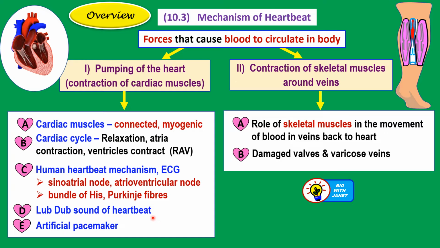So the LUB DUB sound of the heartbeat, how does it happen? What causes it? We'll find out. And after that, we'll discuss the artificial pacemaker, which is a small device implanted into the chest region of those who have a slow heartbeat, slower than normal heartbeat or irregular heartbeat. We'll find out more about this in the last part of this section.